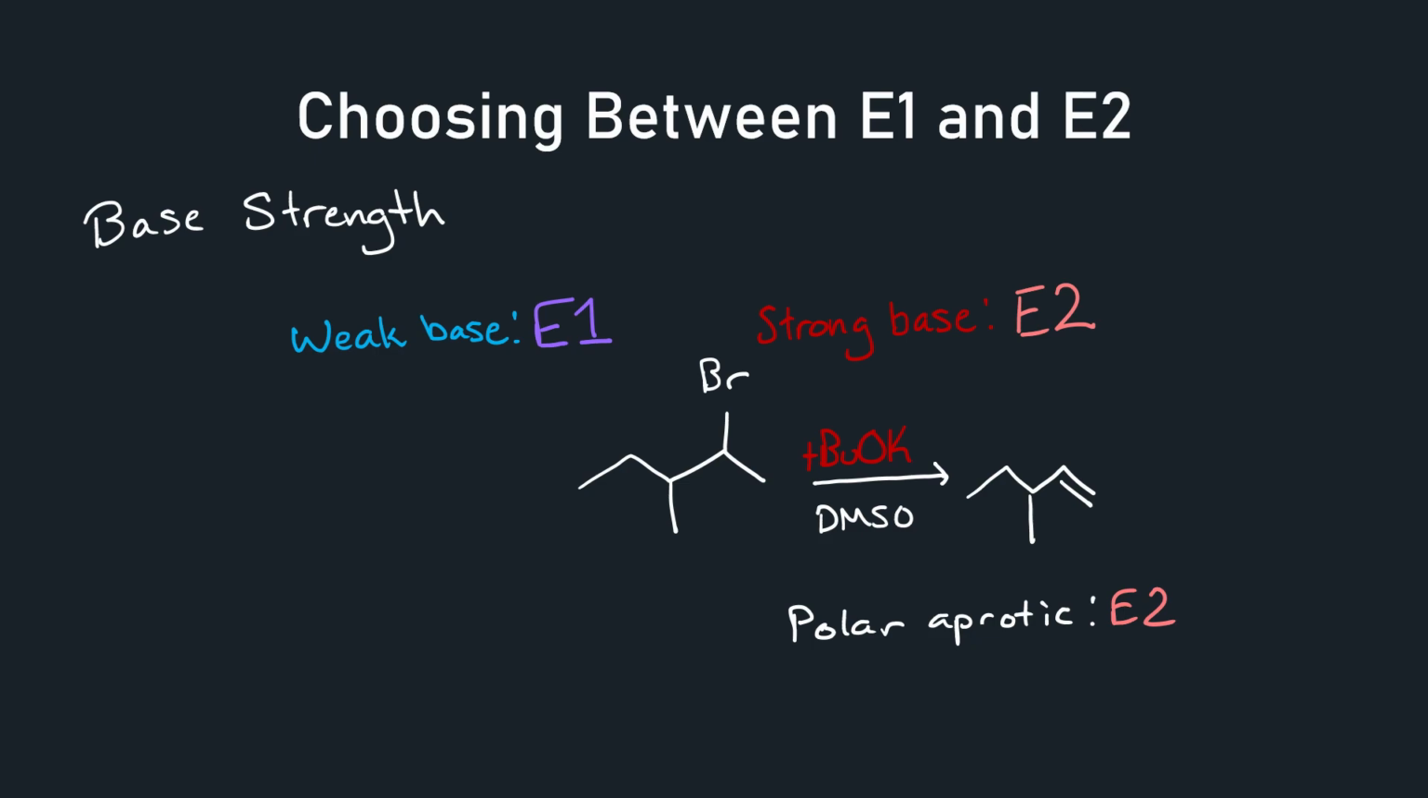On the other hand, we can apply water to our compound. Water is acting as both the base and the solvent, and we'll end up with an E1 reaction. And note that water as a polar protic solvent favors an E1 reaction. So remember that strong bases result in E2 and weak bases result in E1.